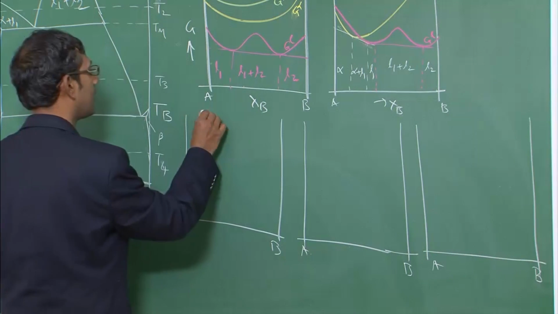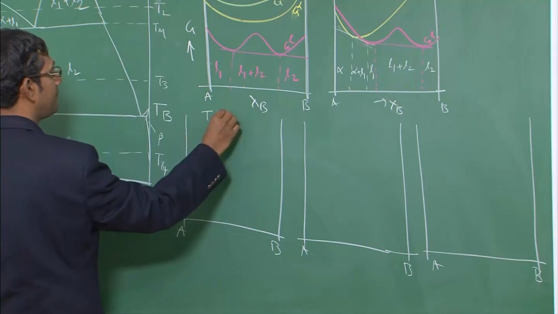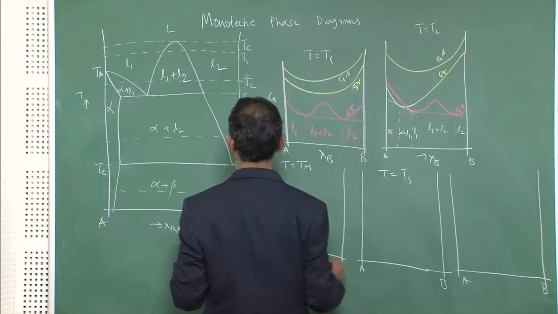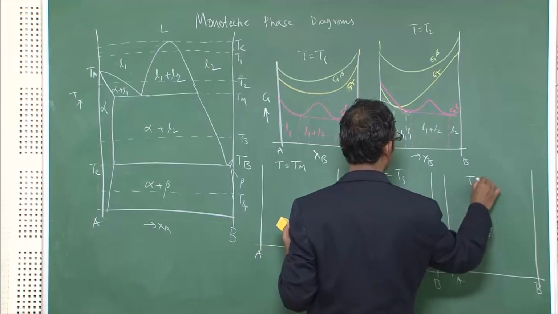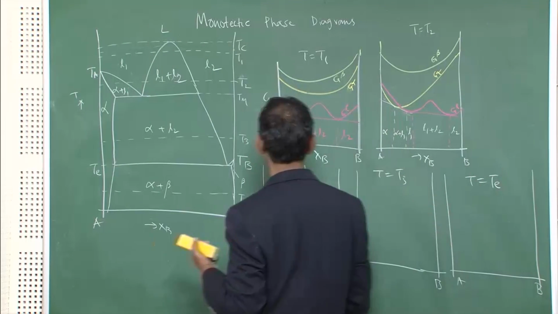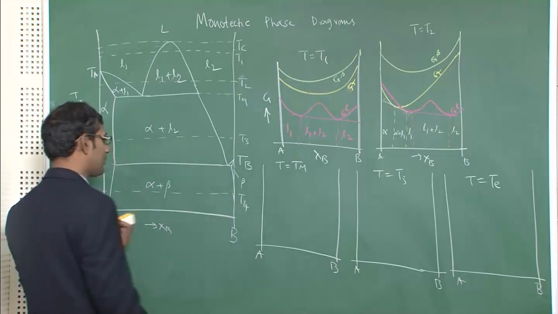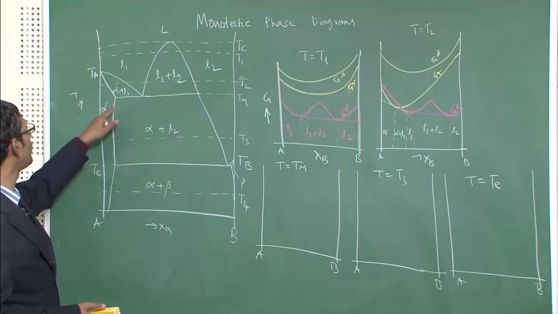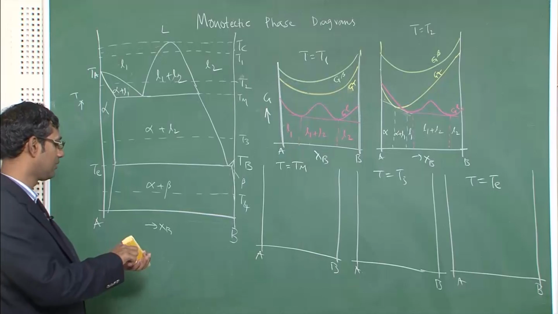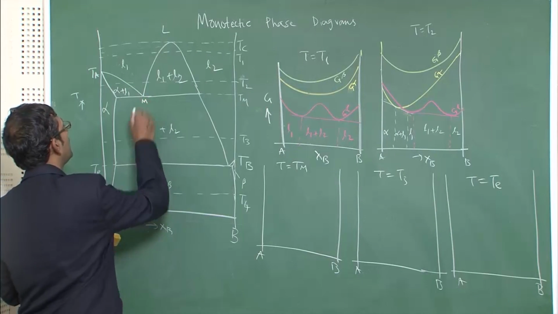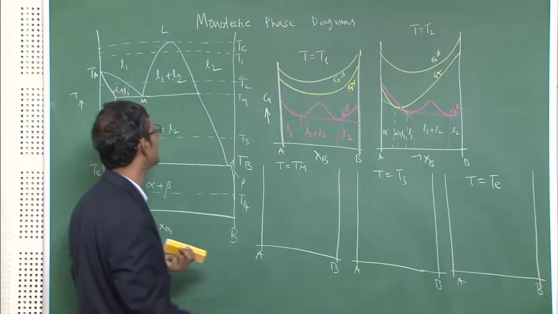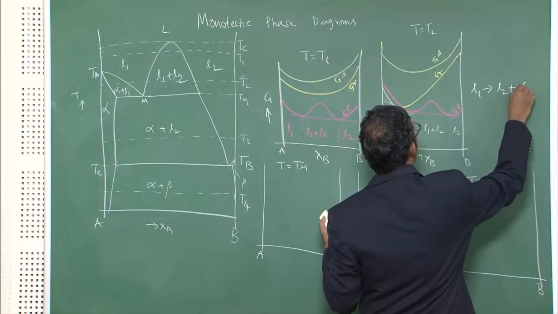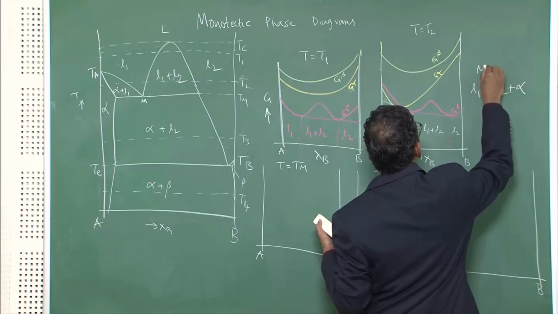So this is at temperature T equal to Tm, temperature T equal to T3 and temperature T equal to Te, correct. If possible I will draw at T4 also. So at Tm what happens? At Tm you have the monotectic reaction taking place, and the monotectic reaction is given by L1 going to L2 plus alpha. This is the monotectic reaction.